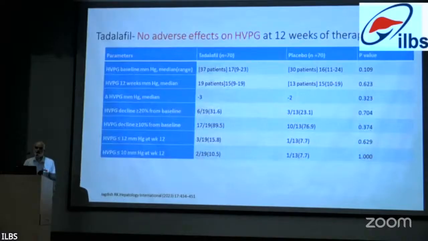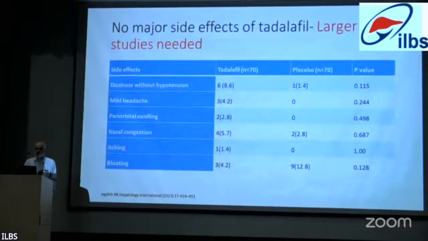Importantly, there were no adverse effects on HVPG at 12 weeks of therapy. Baseline HVPG was similar, and at 12 weeks also, delta HVPG, decline of more than 20%, and HVPG less than 10, all were similar in both groups, tadalafil versus placebo. There were no major side effects of tadalafil. However, as the side effects are of low incidence, larger studies would be needed to evaluate for rarer side effects.